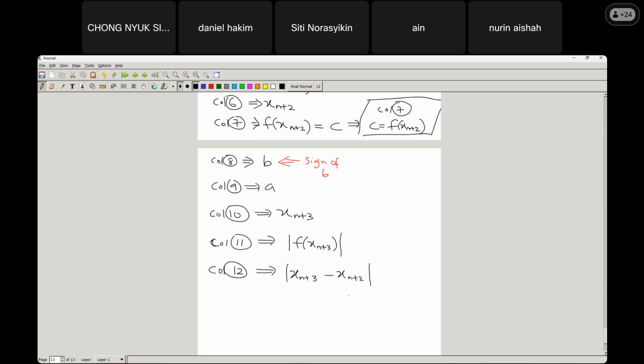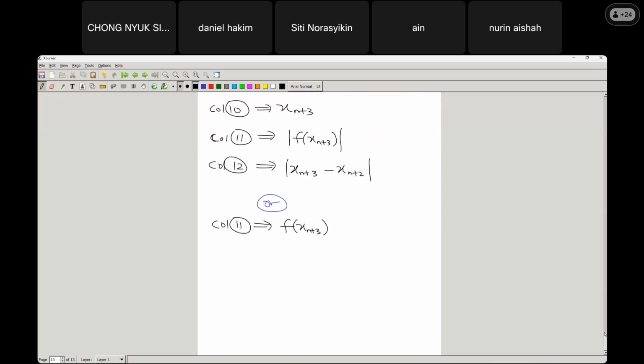Okay, next you are done. Okay, another option, or this is better, if you wish. Column 11, you find f(x_{n+3}). You just add one more column if you have a space, all right? Then column 12, you find what is the absolute value. And column 13, you find another stopping criteria. That is this one, x_{n+3} minus x_{n+2}, the absolute value.